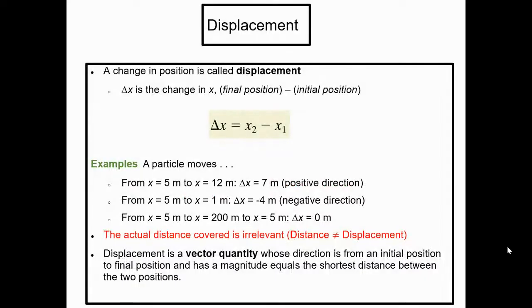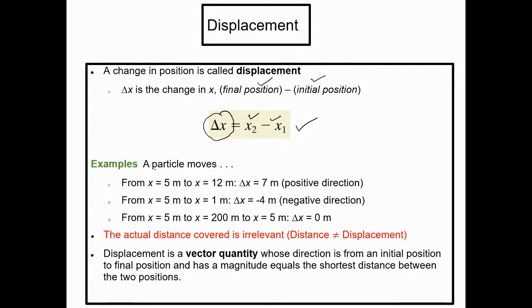If you come to this slide, displacement has a formula. This formula is very, very important. You have to memorize all these formulas. What is the formula for displacement? The displacement delta x is equal to x2 minus x1. What is x2? My x2 is the final position. My x1 is the initial position.